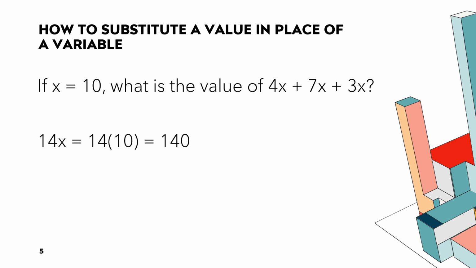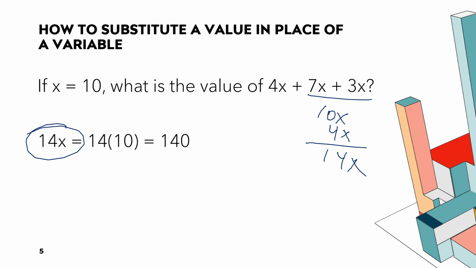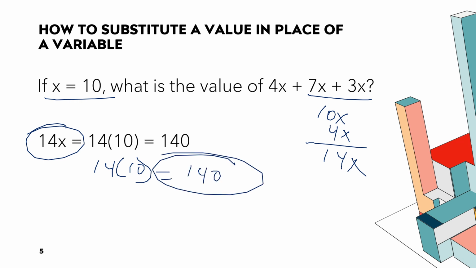So to solve this, you do 7 plus 3, which is 10x. 10x plus 4x gives you 14x, which we have here. We know x is equal to 10, so we wrote down 14 times 10. Well, 14 times 10 is 140. If you can do that, you can do the algebra that's in this lesson.